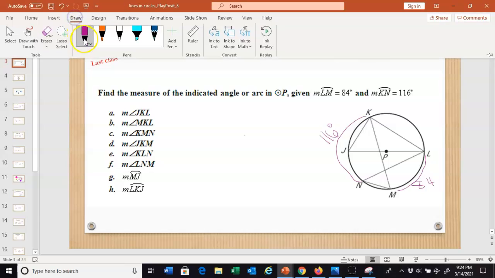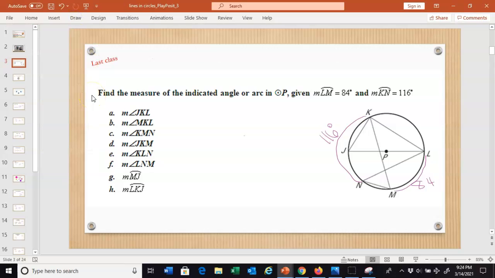So then I think we should start labeling anything that we can before we even look at the answers or the questions. If we know that arc LM is 84, then that means that the angle that it intercepts is going to be half that. Remember we learned that theorem last class? If there is an angle where the vertex is on the edge of the circle, that's an inscribed angle, and we know the arc that it intercepts is going to be double that. So we know the angle is half that. So if this is 84, then this is going to be 42, the angle sort of across that arc.